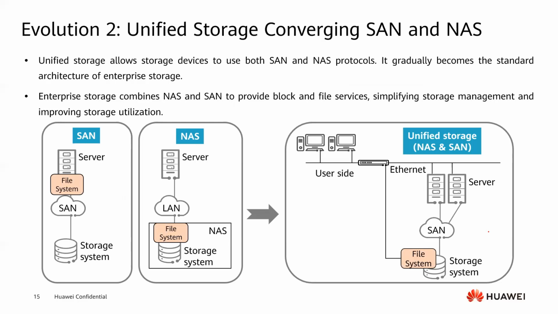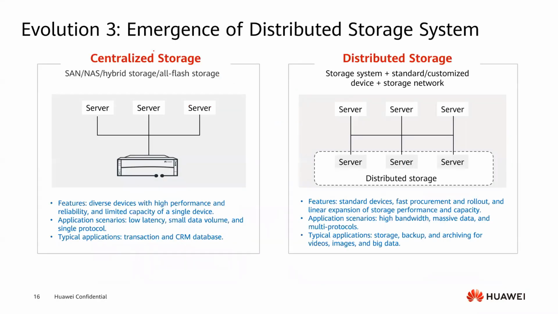The enterprise storage will provide NAS, the block storage service and file storage service at the same time, with one storage system. This is called Evolution 1, Unified Storage Convergent SAN and NAS. And Evolution 3, Emergence of Distributed Storage System.